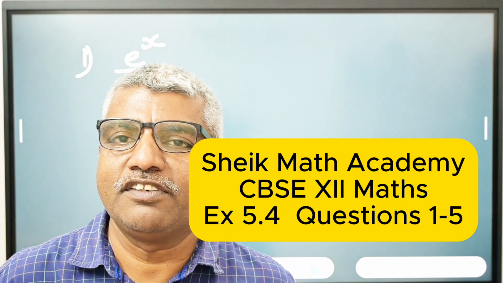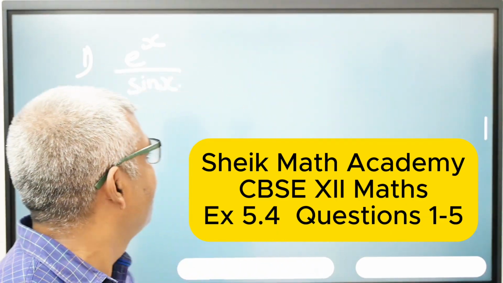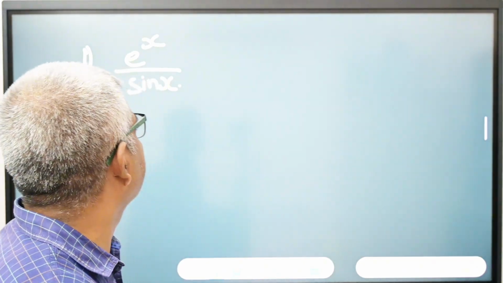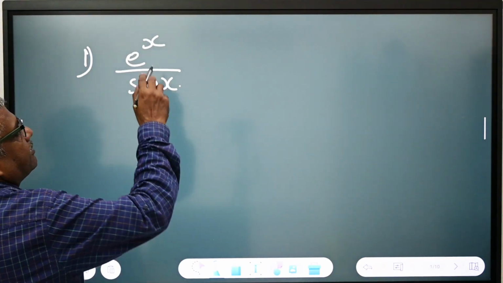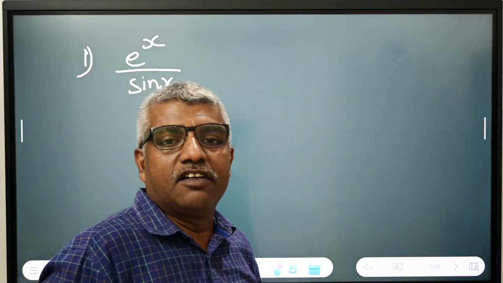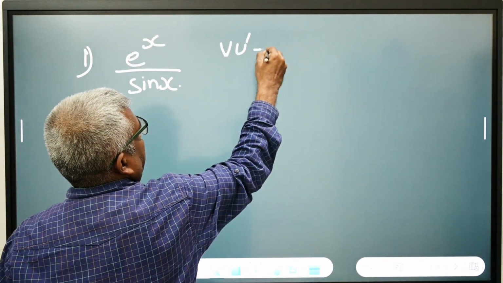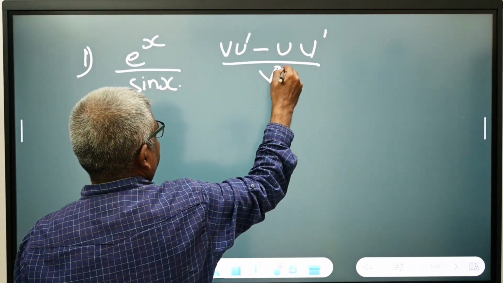In this lesson, we are going to see CBSE Grade 12 Maths Exercise 5.4. Find dy by dx. Look at the question: e power x over sin x. How to differentiate? This is the u by v method. So v u dash minus u v dash divided by v square.